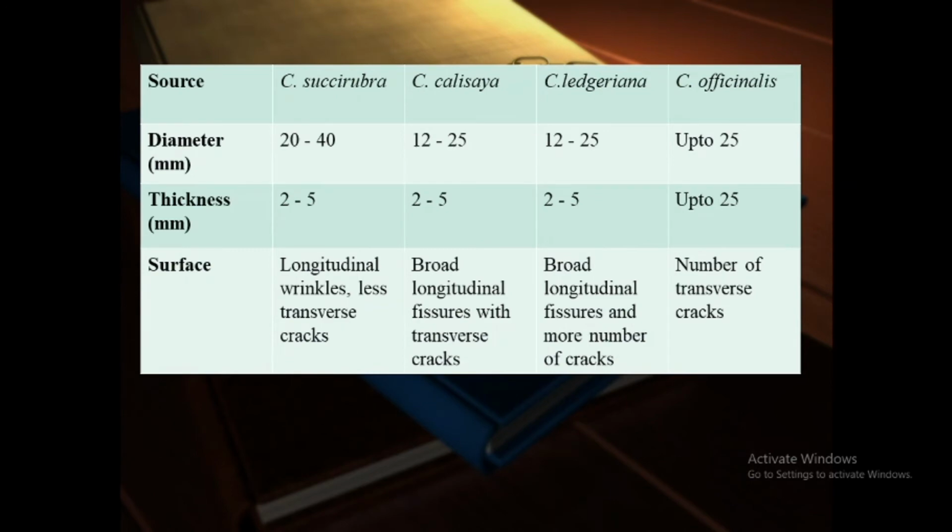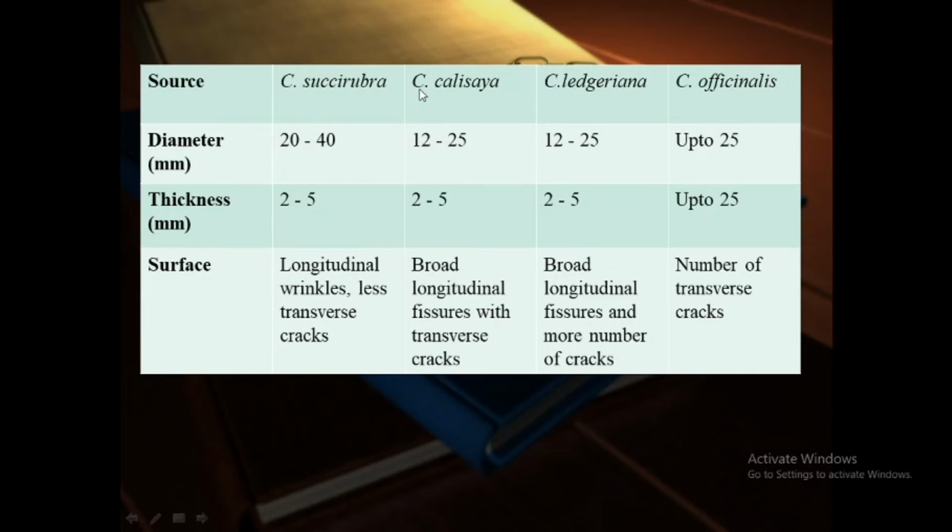Just see the various characteristics of the cinchona bark obtained from different sources. So we will compare these 4 different varieties with respect to the diameter, thickness and surface. So just see the diameter. Diameter of Cinchona succirubra is around 20 to 40 millimeter.